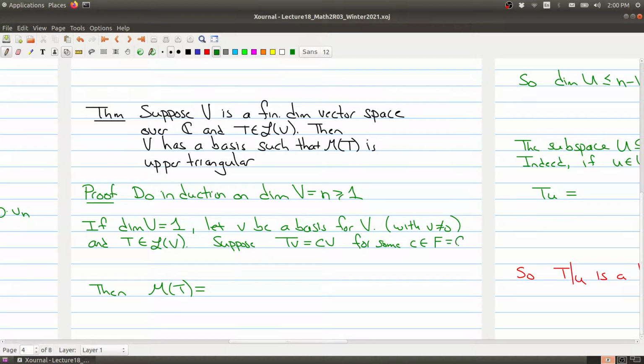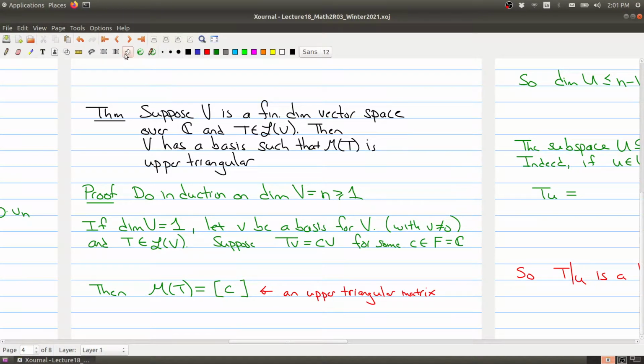So you want to think about what the associated matrix is when you're dealing with a one-dimensional space. Well, you're getting a one-by-one matrix, and that one-by-one matrix is just going to be the value of c. And it turns out that this is considered an upper triangular matrix. So the base case is true, and it follows from what I've just explained.